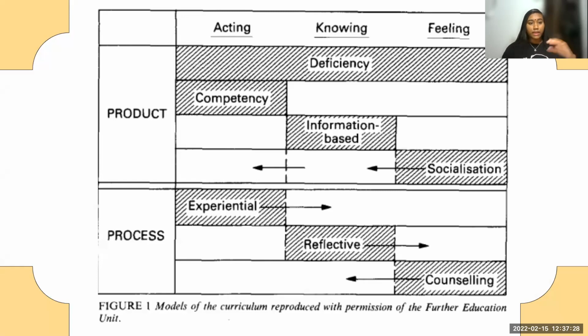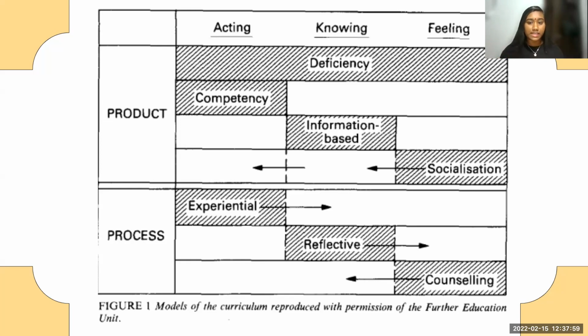As we know, there is this acting, knowing, and feeling part in the product and process model as well. So the deficiency in the product model that we see is that the student has to be corrected before progress can be made. If they are lacking in some part, then as an educator, you have to push the students more in order to learn it in the correct order.